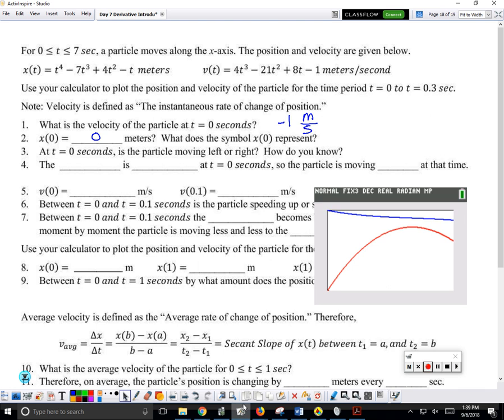So it was moving left. And this is just, you know, the velocity is negative. That's a valid abbreviation on the AP test, so I'll use it all year long. So the particle's moving left at that time. Questions? Awesome.